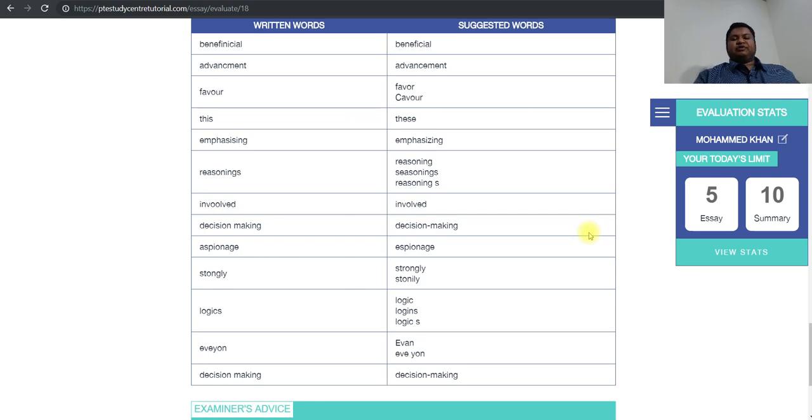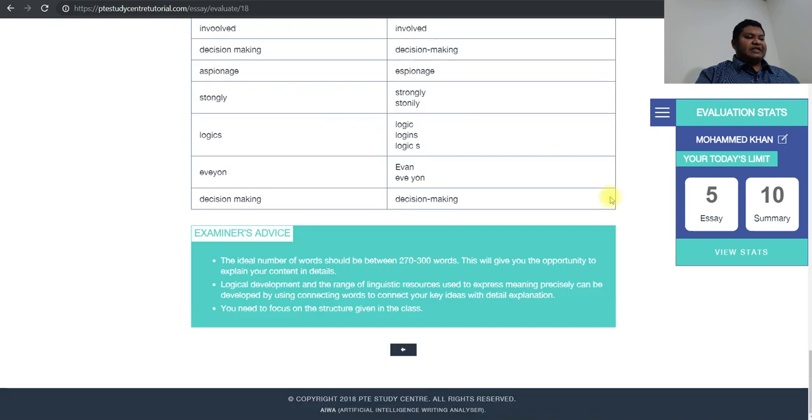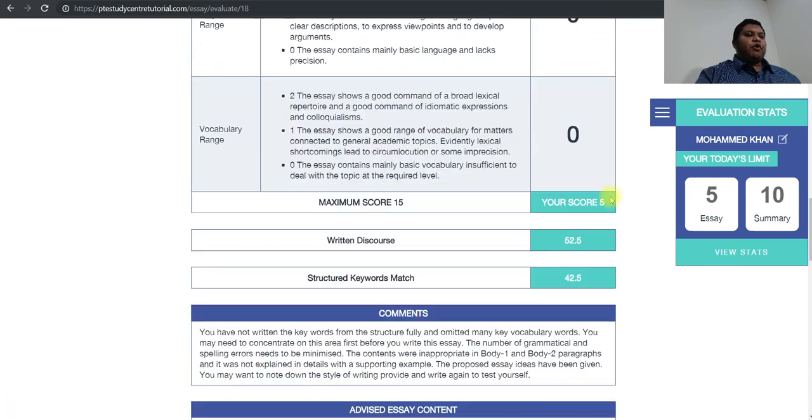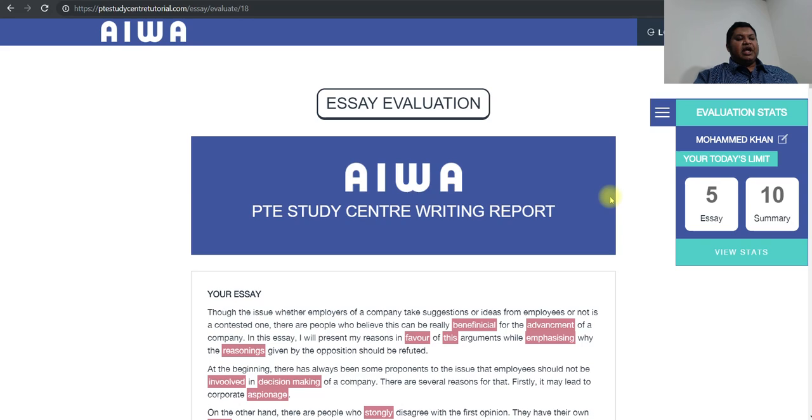One thing is that our software mostly uses the American spelling pattern, but in PTE you can use both American and British, but it needs to be uniform. There is some examiner's advice, and most importantly, this evaluation, including the suggested answer, has also been sent to my email. That means even if I close this or log out, I can still access whatever I have done in my email, right?